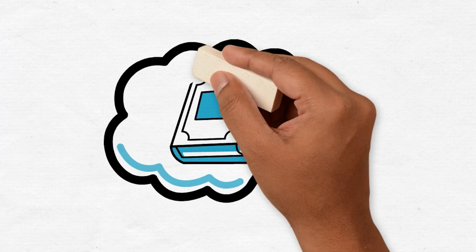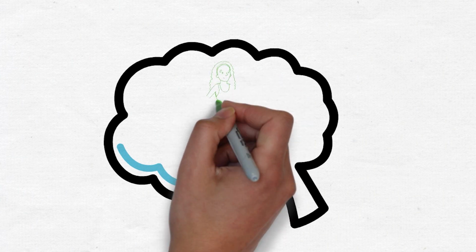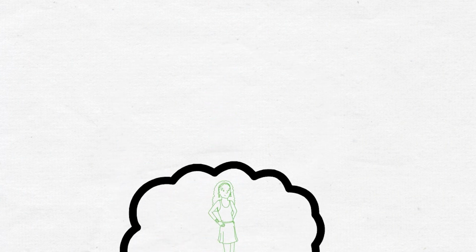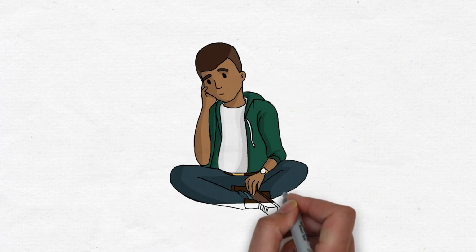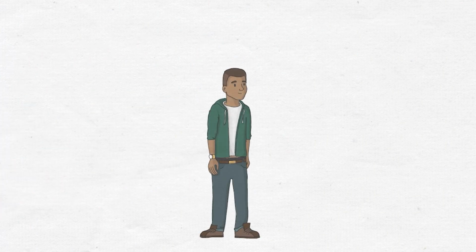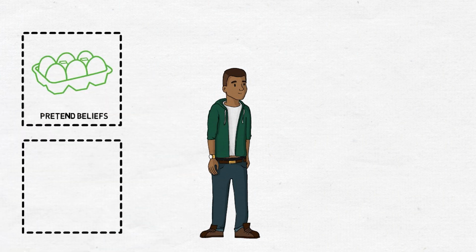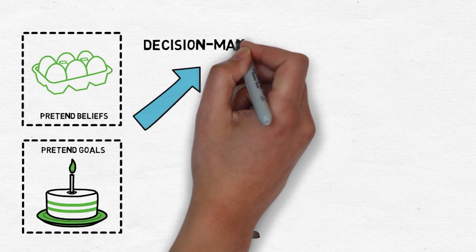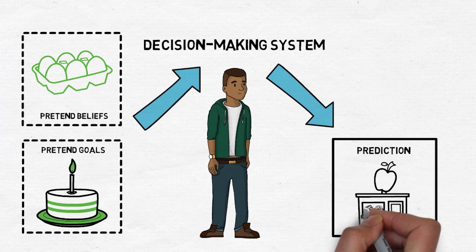Simulation theorists, on the other hand, argue that mind reading does not depend on any theory of mind. Instead, we figure out how other people will think and act by using our own mind as a model to simulate their mental states. Mind reading, according to simulation theory, goes like this. You begin by imaginatively projecting yourself into Jane's situation and adopting her point of view on the world. This will allow you to simulate the beliefs and goals she has. You can then feed these pretend or imaginary mental states into your own decision-making system to figure out how someone with those beliefs and goals will act.